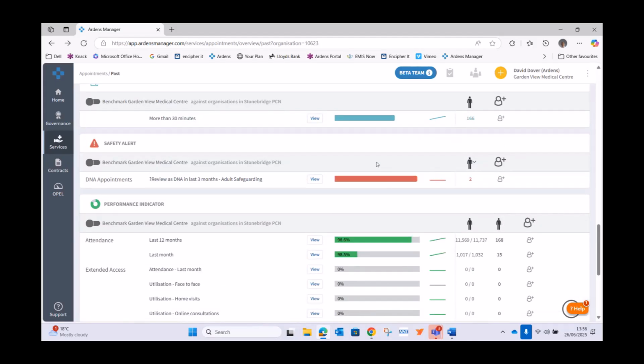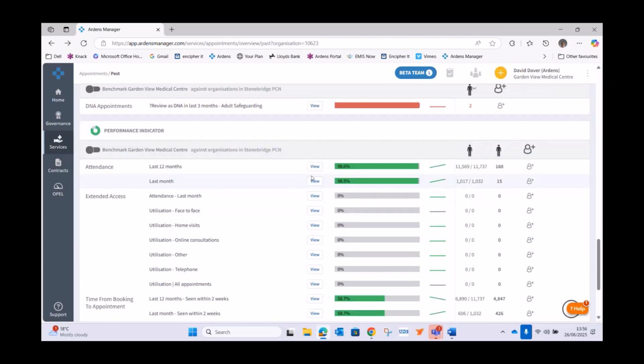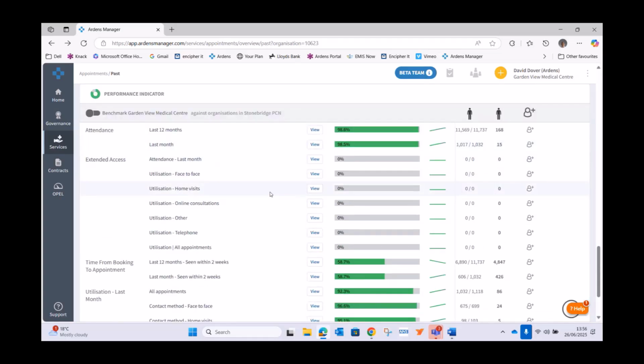So you've got all of that in there. Another one here, just to finish off on this particular screen: you may have methods of highlighting patients on your adult safeguarding register who have DNA'd. That would be a group of patients that you might want to identify and work closely with as well. And then you've got all of your performance indicators on there too.